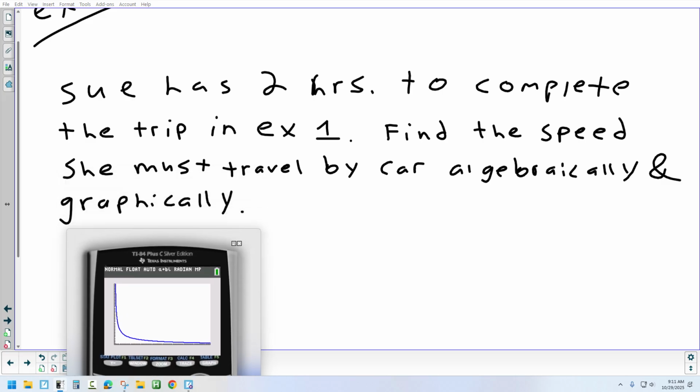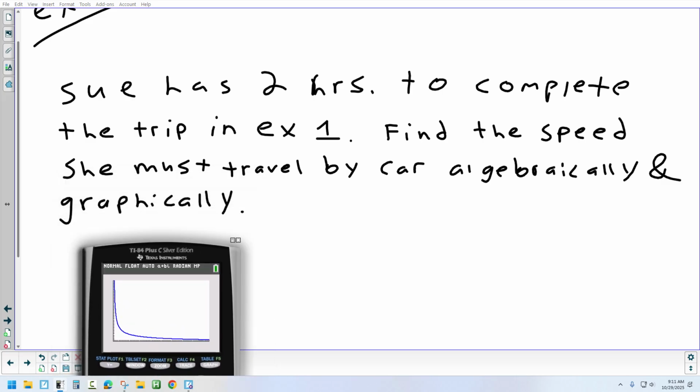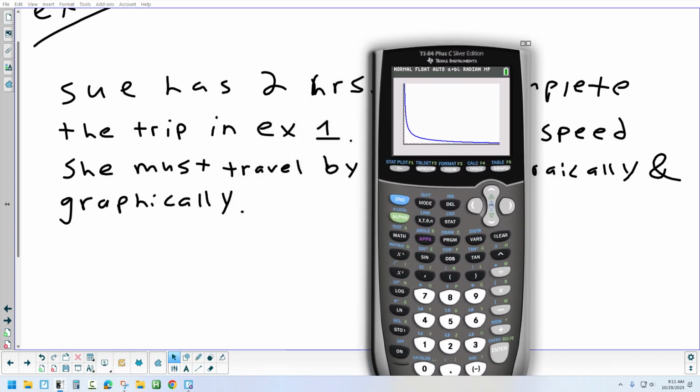All right, so it says Sue has 2 hours to complete the trip. Find the speed she must travel by car, and we're doing it graphically. Right? So what would I have to do to this graph to find the amount of time it's going to take her to complete the trip, or to find the speed if she completes the trip in 2 hours? How would I use this graph to do that?